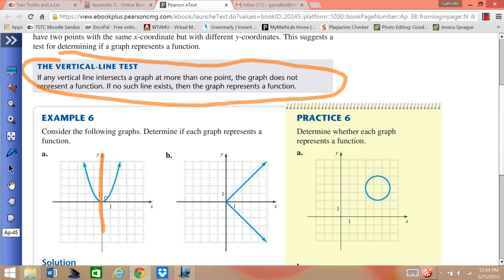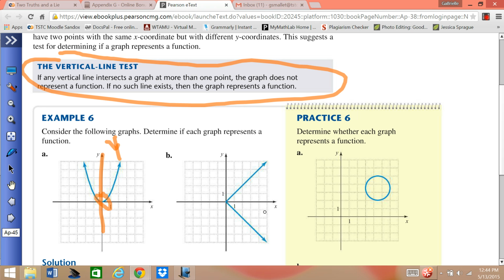So now here, I drew a vertical line, and notice how many times do I touch this graph? I actually touch it right here, so right there where I'm circling it. And notice I only touch it once. So if we were looking at these examples here, example 6a would be considered a function. So I'm going to put yes for function because it only touches it one time.